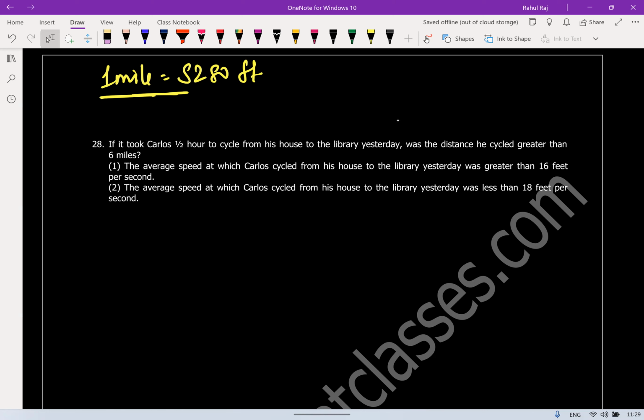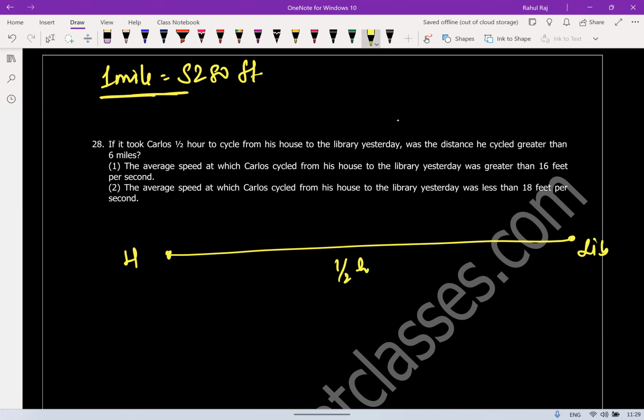So what's the answer? If it took Carlos half an hour to cycle from his house to the library yesterday, was the distance he cycled greater than 6 miles? So this is the house and this is the library. It says that it took him half an hour to cycle. The time it took to travel from home to library is half an hour, given to you. The question is asking, was the distance he cycled greater than 6 miles? Is D greater than 6 miles? This is my question.